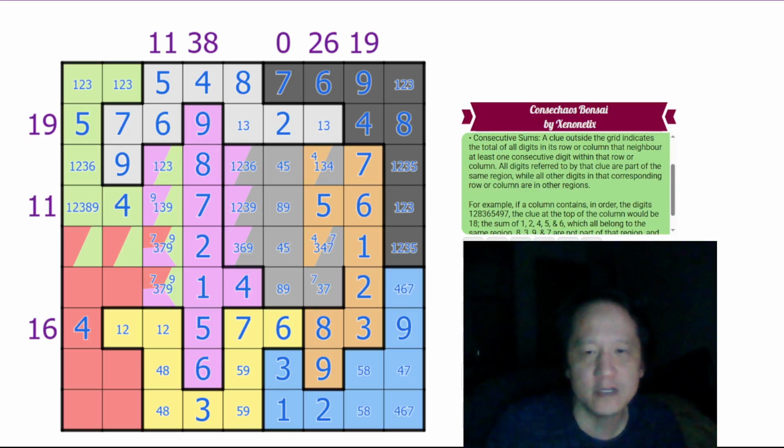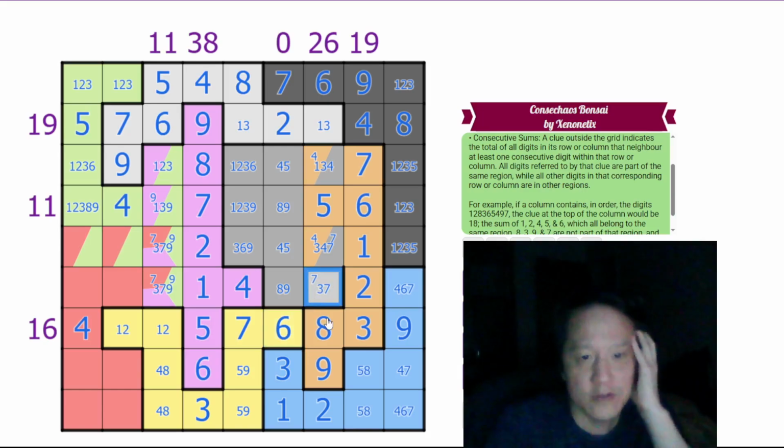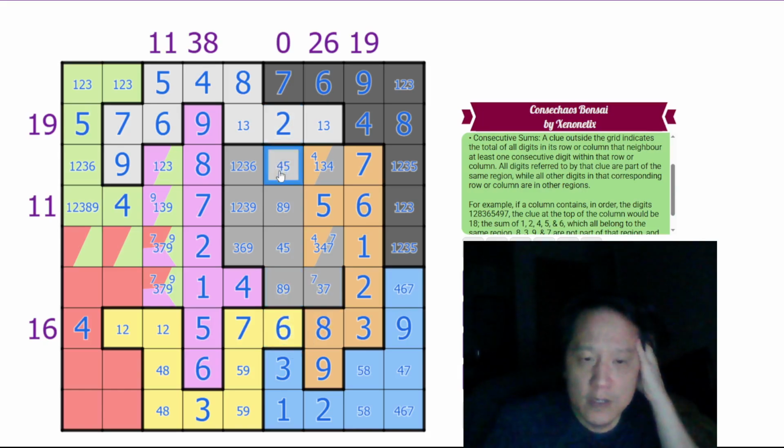So this is non-pink. This is all gray. These are non-consecutive. 4, 5, 1, 3.